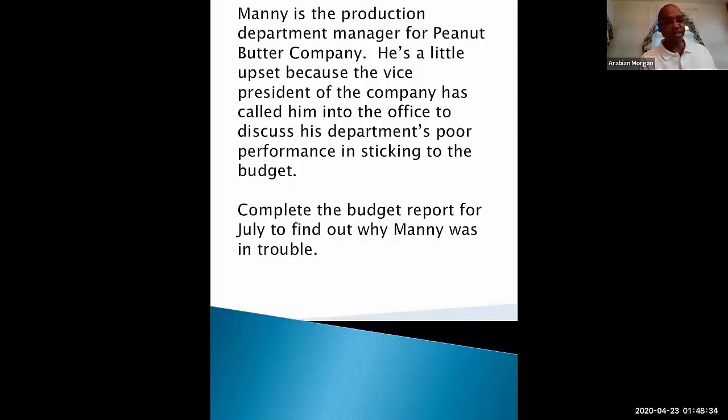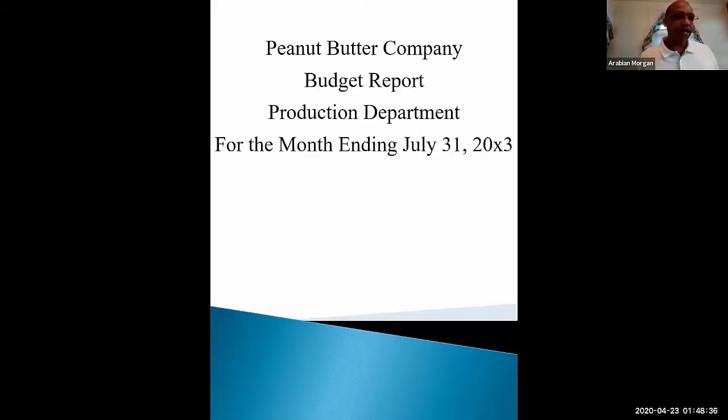Now, just look at the budget report for me. In this budget report, the header is the name of the company, the name of the report, budget report, for which department. It's the production department, and in this case, it's for the month that ends July 31st. Now, a budget report compares, now look at these columns now. We've got a budget column and an actual column.